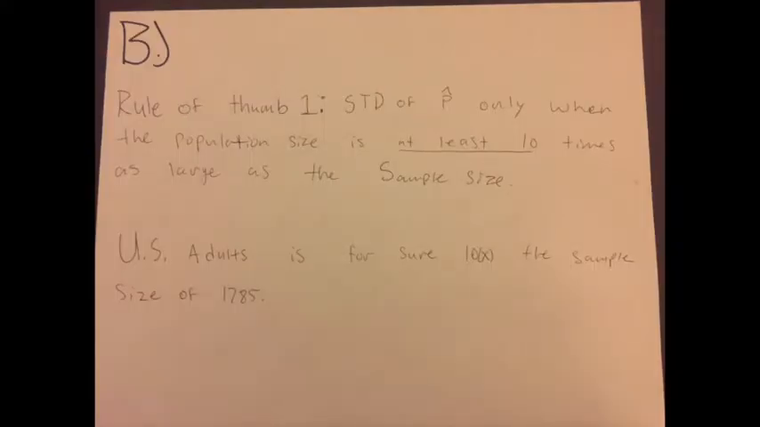Part B. Explain why you can use the formula for the standard deviation of p hat in this setting. Rule of thumb 1. So rule of thumb 1 is you can use the standard deviation of p hat only when the population size is at least 10 times as large as the sample size. And the population size is US adults, and the sample size is 1,785, and there's definitely at least 10 times more US adults than 1,785.